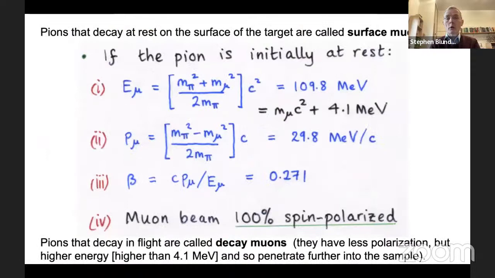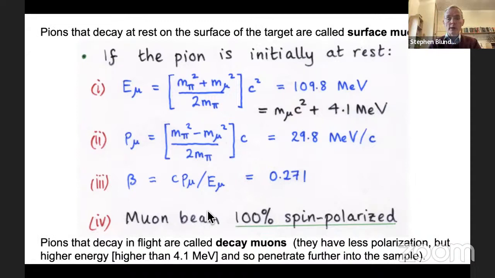Okay, now you can do these calculations on pions that are initially at rest. These are the pions that decay at the surface of the proton target. They're called surface muons. And if you do the calculation, it's relatively easy to do. What you find is that the energy of the muon produced in that reaction will be the rest mass energy plus kinetic energy of about 4 million electron volts. So this is the energy of the muon beam. It has a well-defined momentum and it also has a well-defined speed. So the muons are going at about 1/4 of the speed of light. And as I've said already, these muons are 100% spin polarized.